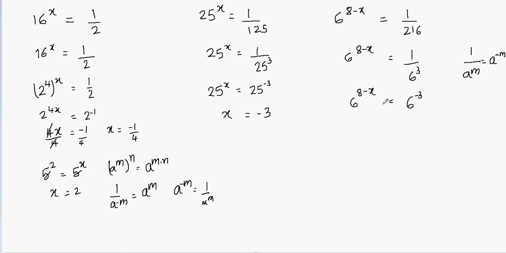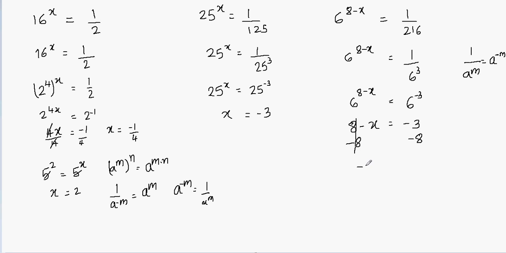Now I have the like bases. If you have the like bases, then they just go away and you can bring down the exponent. So I have 8 minus x is equal to -3. Now I have to solve this for x. How do I get x by itself? So let's eliminate 8 from the left-hand side. So subtracting 8 on both sides. Positive 8 and negative 8 will cancel out each other.